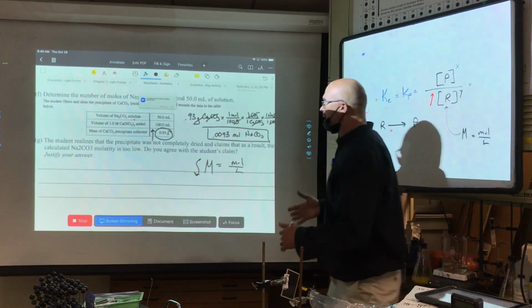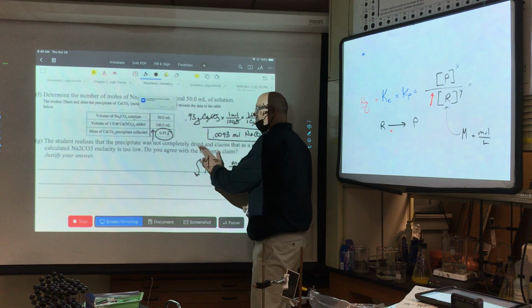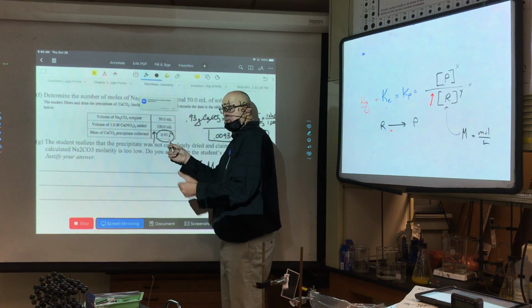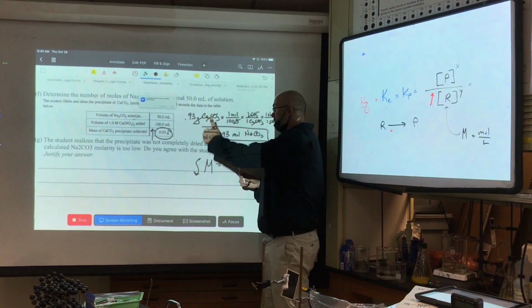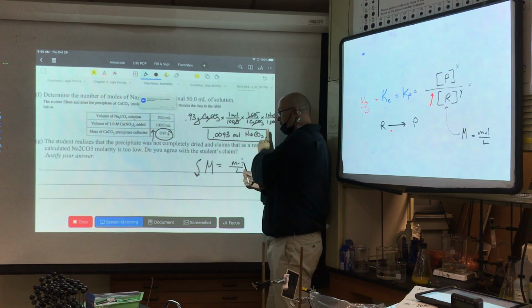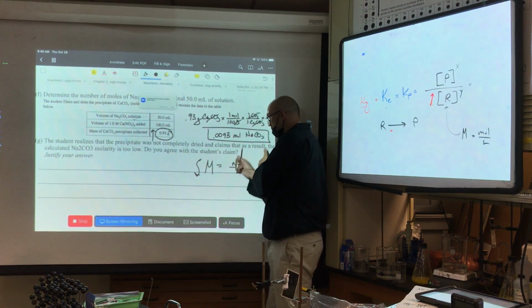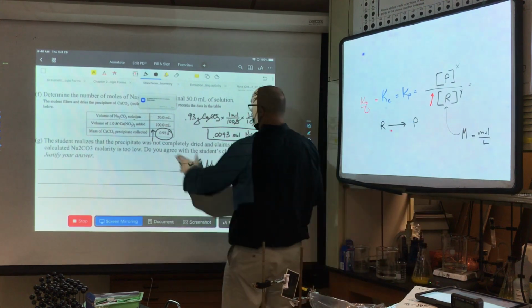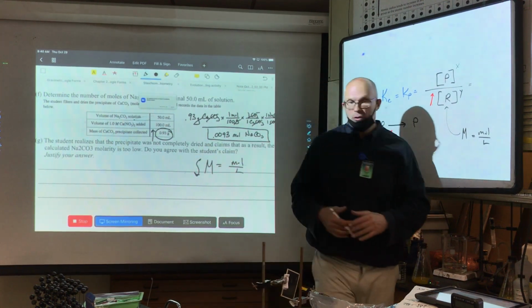They don't expect full sentences, but definitely make the leap from, hey, this includes water. This value is too high, which means, because you calculated from it, your molarity is too high because you used those moles, something along those lines. And you could actually draw diagrams with a few words too there.